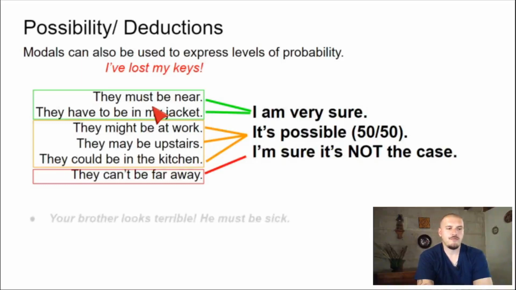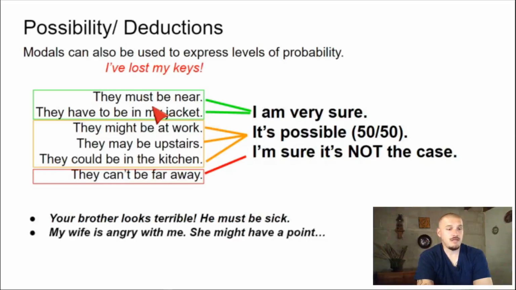Here's some more examples. Your brother looks terrible. He must be sick. Very common to hear that in English. Tu hermano se ve malísimo, se ve terrible. Debe tener algo, debe estar mal. My wife is angry with me. She might have a point. Mi esposa está enojada conmigo. Quizás tenga un punto. O sea, she might have a point. No, that can't be true. No, no puede ser verdad. That can't be true. Okay, so this is like a possibility. It's not possible.